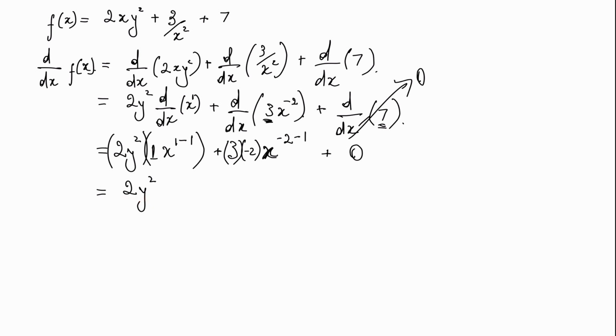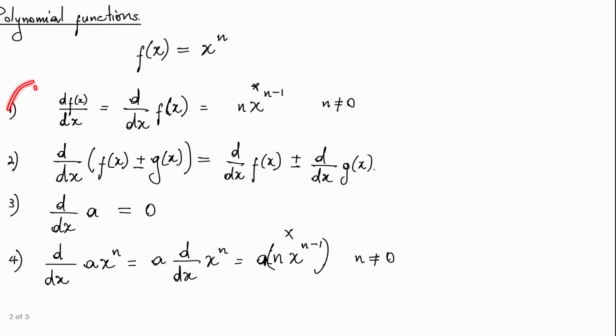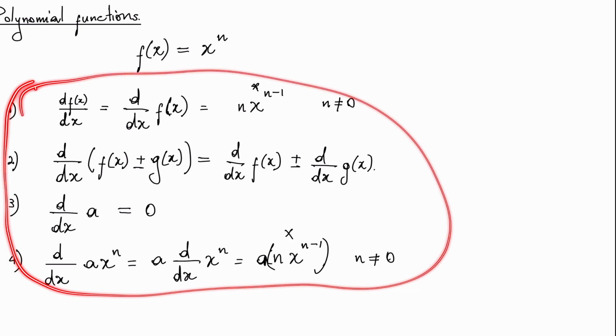What about the second term? The second term we're going to obtain minus 6x to the power minus 3. The reason for this is we have 3 multiplying minus 2, so we end up with minus 6. And the power of x is minus 2 minus 1. Obviously, that will give us minus 3. So what we have over here is the derivative of f of x. This is how we use these rules to take care of derivatives.